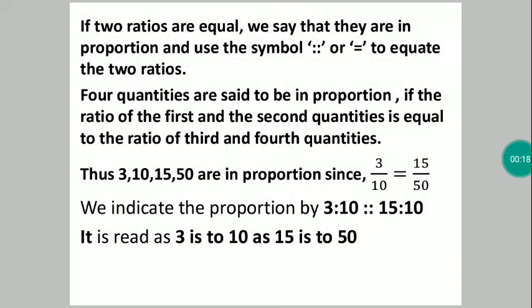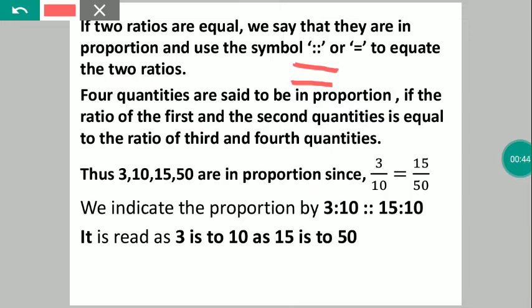If two ratios are equal, we say that they are in proportion and use this symbol to equate the two ratios. That means if two ratios are equal, we say that these two ratios are in proportion, and this is denoted by this symbol.